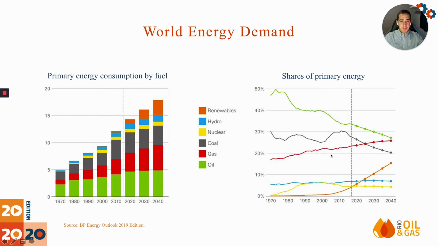But now if we pay attention to the second image, we can see that the share of oil is going to decrease in the next years, and the gas is going to increase. The gas is going to have the second highest increase, only behind the renewable energy right here in orange. But if we check 2030, we can see that the gas share is going to be 2.5 times higher than the renewable energy.